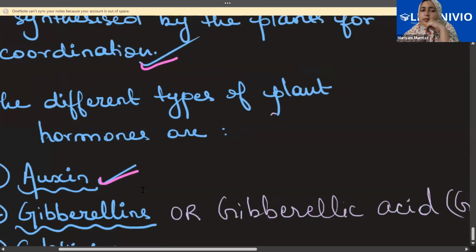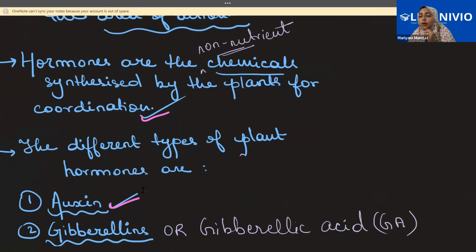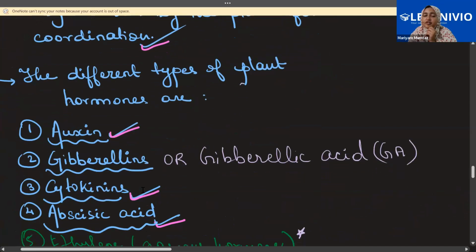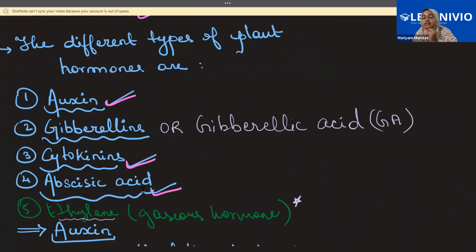Now, all in all, if we talk about hormones, so what are hormones? Always remember that hormones are non-nutrient chemicals. They are not required for nutrition aspect, but they are required for certain bodily aspects, right? So they are the non-nutrient chemicals synthesized by the plants for coordination. Now talking about the different types of plant hormones that are there. So there is auxin, gibberellins, which can also be called gibberellic acid. Then there are cytokinins, abscisic acid, and lastly ethylene, which is a gaseous hormone.